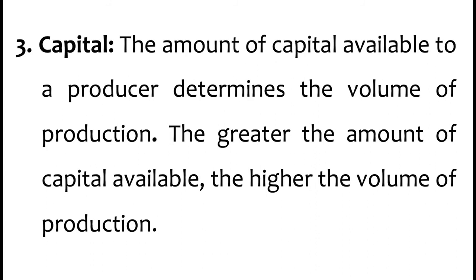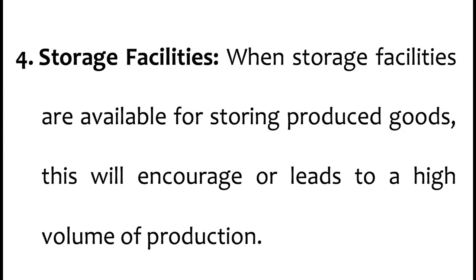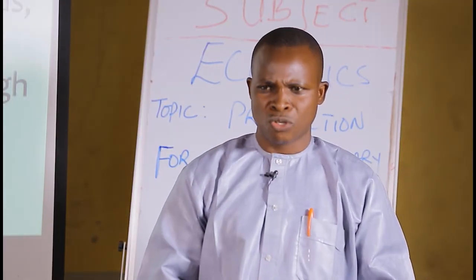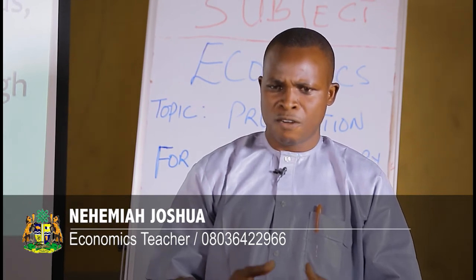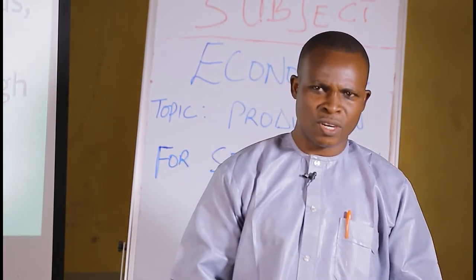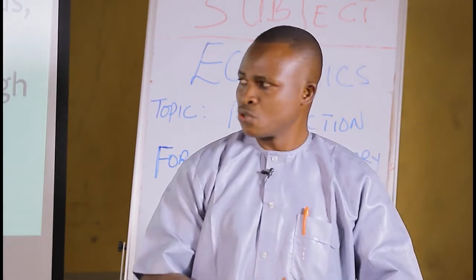Now, the next, number three, capital. The amount of capital available to a producer determines the volume of production. The greater the amount of capital available, the higher the volume of production. Number four, storage facilities. When storage facilities are available, you can be rest assured that goods can be stored in such storage facilities or warehouse, and that can result in large-scale production. If you don't have storage facilities and you are into production, that can discourage the producer from producing goods in large quantity. But with the availability of storage facilities, it will enable the entrepreneur to produce goods in large quantity.